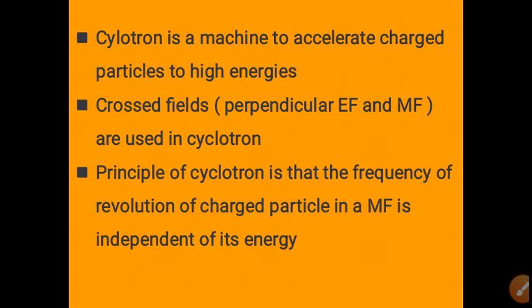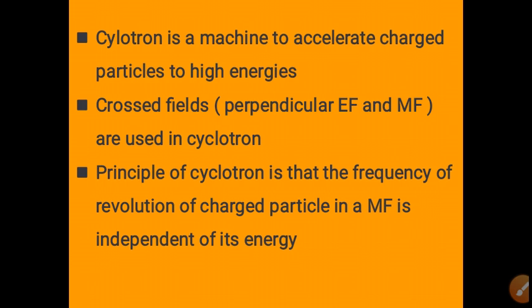Speed is the magnitude of velocity, no? So the cyclotron increases the speed of the charged particle. When speed is increased, kinetic energy is also increased because kinetic energy is half mv square. So, a cyclotron is a machine to accelerate charged particles to high energies. Crossed fields, that is perpendicular electric field and magnetic field, are used in the cyclotron.